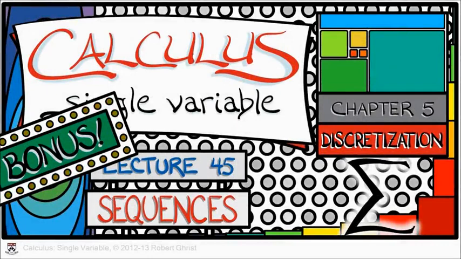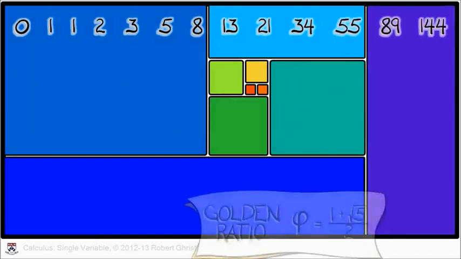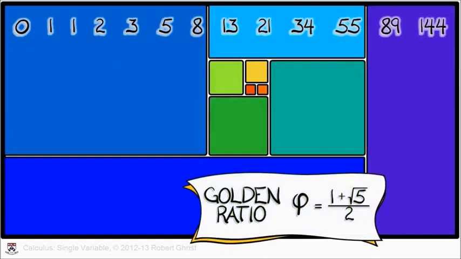We're about to begin. Lecture 45, Bonus Material. In our main lesson, we considered sequences as the discrete version of functions, ending with a particular sequence due to Fibonacci and its relation to the golden ratio. That's what we're going to explore here.